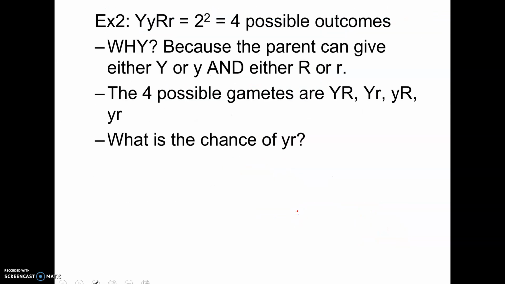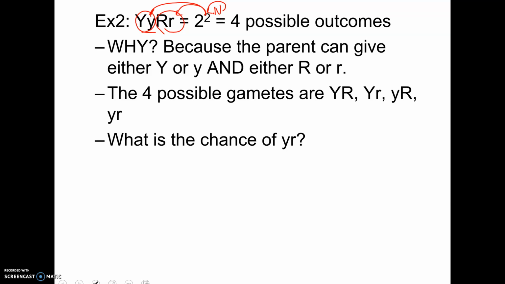Let me show you another one. So let's say it's big Y, big R, little r. How many possible outcomes are there this time? Now it's going to be 2 squared. In other words, there are 2 heterozygous pairs. So it's going to be 2 to the power of n. N is 2. That means 2 squared, 4 possible outcomes.